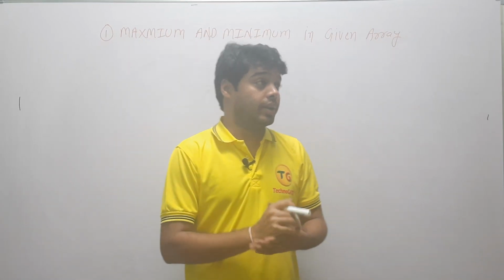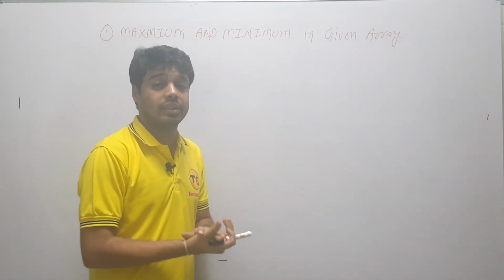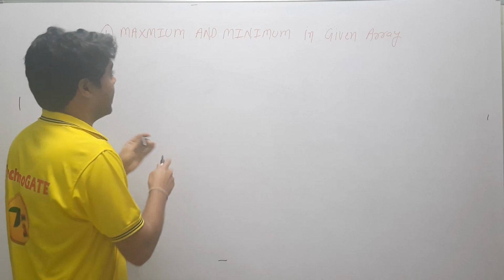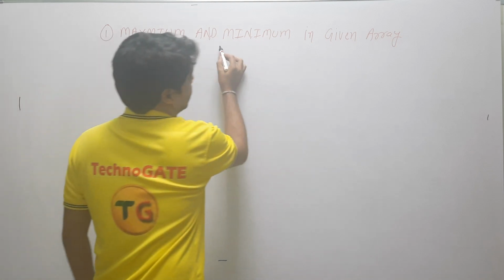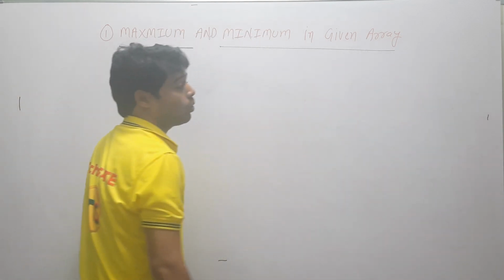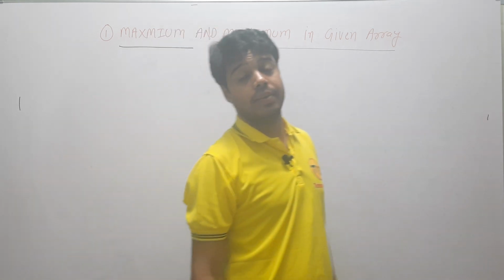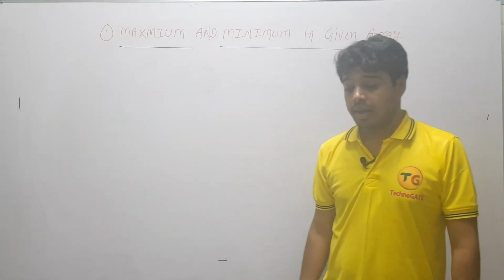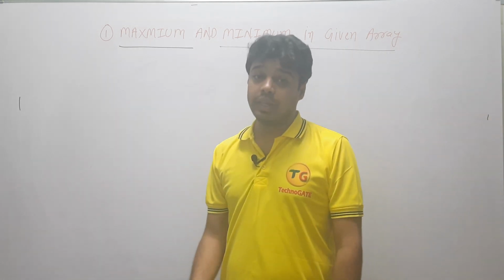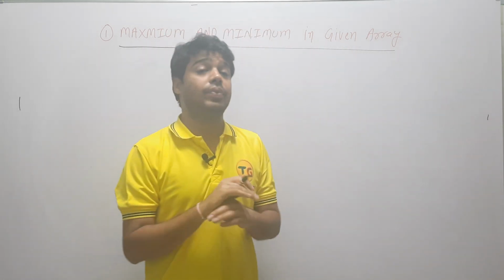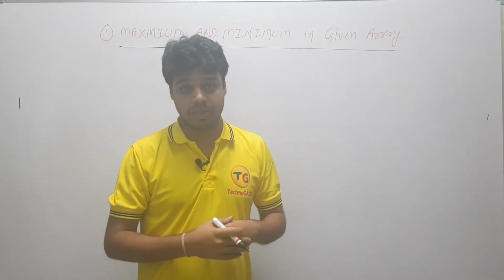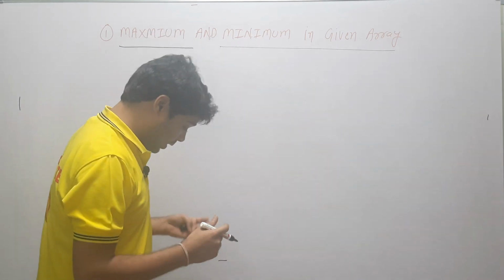So today I will discuss the applications of divide and conquer. What is the first application here? Maximum and minimum in the given array. Okay, how to find the maximum and minimum in the given array? First of all we will discuss without divide and conquer. After that we will discuss with divide and conquer and differentiate both of them, which one gives the best time, which one gives the best space. So first of all we will take without divide and conquer.